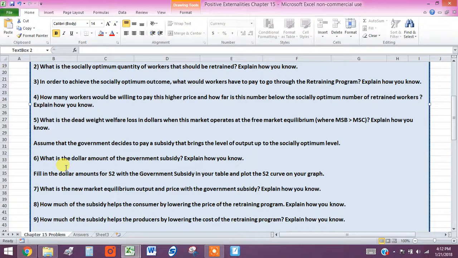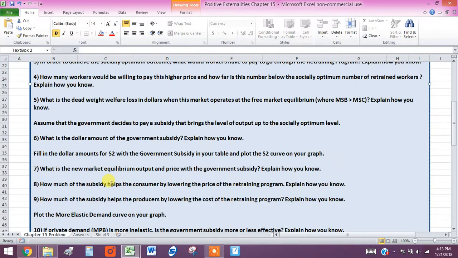So now we're going to assume that the government is concerned about this deadweight welfare loss and wants to close that gap. So they're going to pay a subsidy that brings the level of output up to the socially optimum level of 35,000 workers. What is the dollar amount of the government subsidy? Explain how you know.